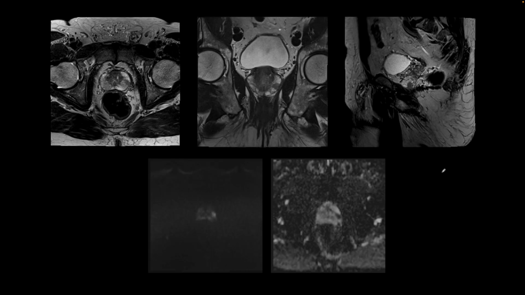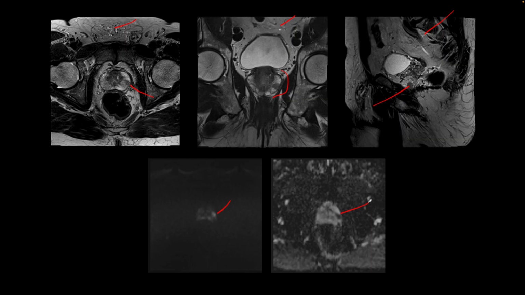Here is our next patient. They presented with high PSA and we performed a prostate MRI. So on the top we have axial, coronal and sagittal small field of view T2 weighted images showing a focus of low signal intensity in the left peripheral zone of the prostate, also seen right here and here. This focus shows high signal on DWI and low signal on ADC, consistent with prostate cancer.